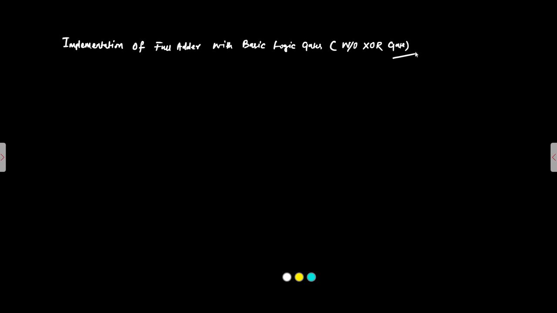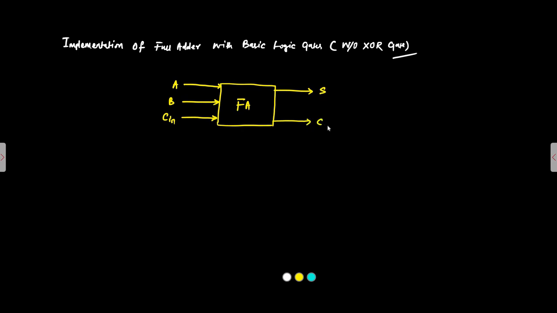Okay. So first we have to see the basic block diagram of full adder. Full adder has three inputs, if you remember, the two bits to be added, A and B, and the input carry. There are two outputs for these three inputs. One is sum and one is output carry.